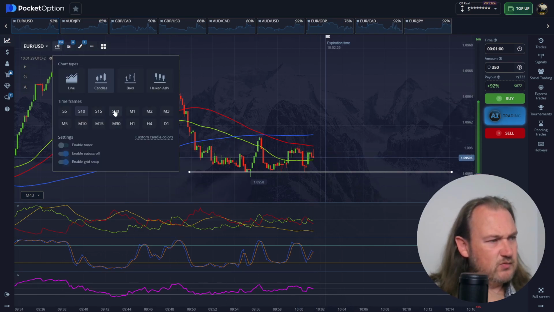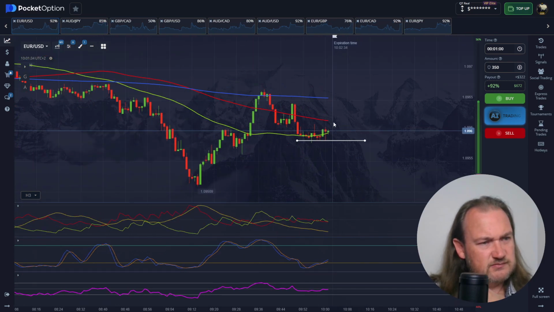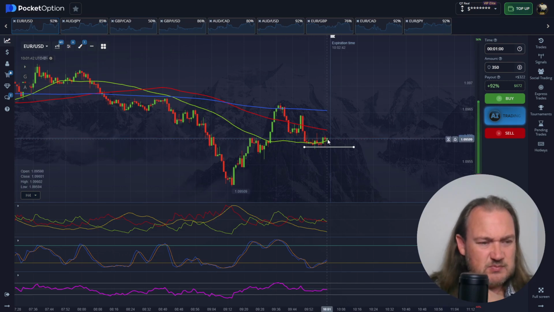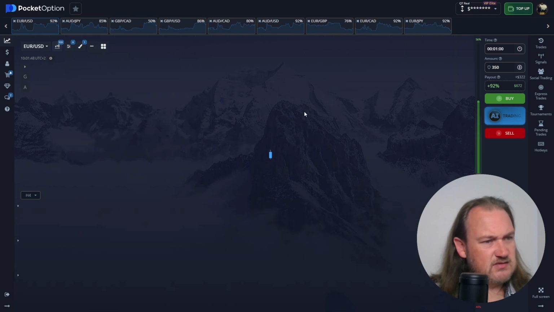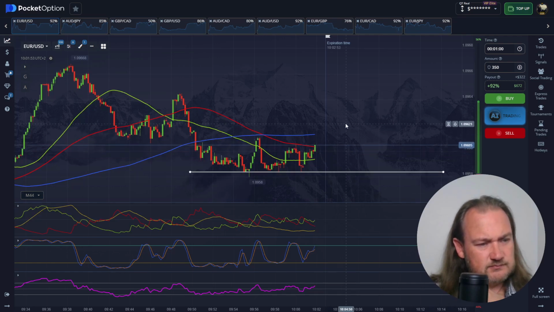Let's switch to a 1 minute chart quick and just see what's happening. Okay, so this looks like a correction on the 1 minute. It's holding in this area, and this is probably going to continue upwards. Going to go back to 10 seconds and see if we can find some entries.